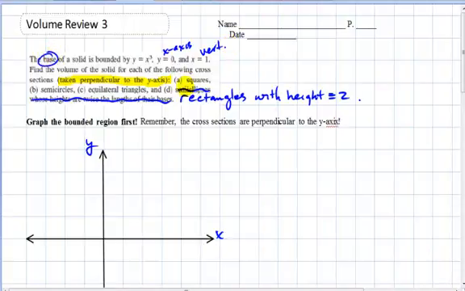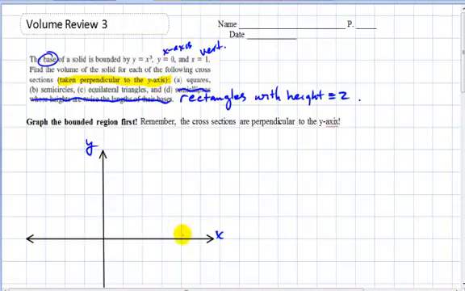for each of the following cross sections when taken perpendicular to the y-axis, and I'll talk about that after I draw my bounded region. We're going to do it by squares, then by semicircles, and then equilateral triangles, and lastly we're going to do rectangles with height 2. All right, we're going to graph the bounded region first.